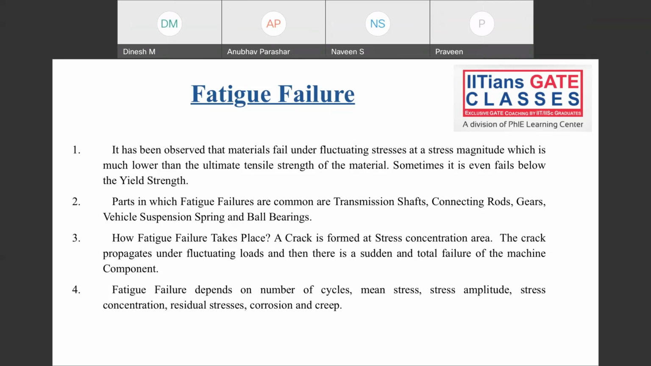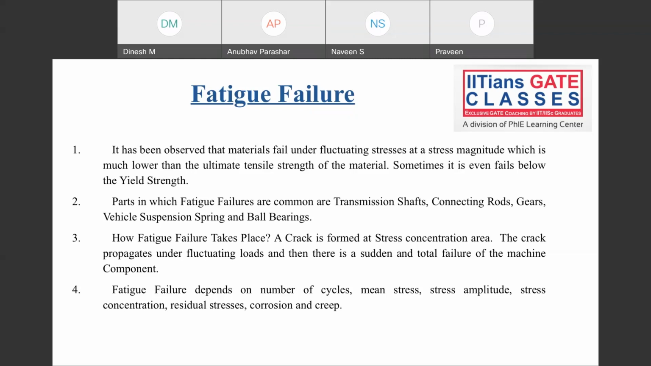So last class, we have seen about stress concentration, and we've seen what is dynamic loading, right? In today's class, we'll start with fatigue failures. I hope the things that we have already done are clear. You can definitely ask me any doubt you have. Towards the end of the class, we'll have a doubt session, and you can ask me whatever doubts you have. Okay. So today we'll start with fatigue failure.